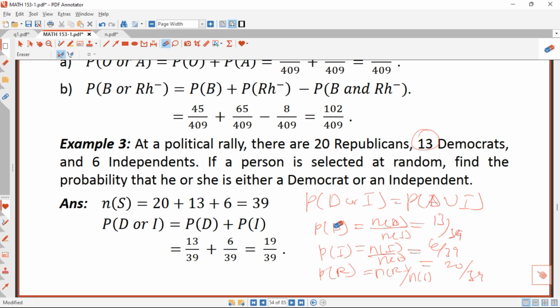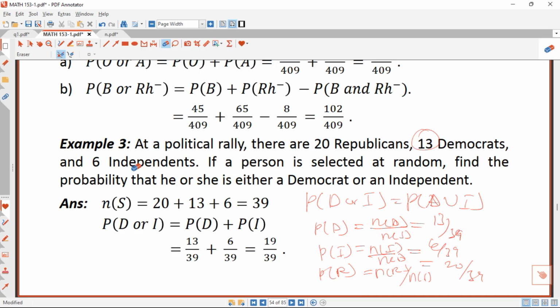The Democrat. So probability of D, that's the Democrat, will be number of D divided by what? The number of sample space. And the number of D is what? 13. Right? You're having 13 Democrats. So here we are having 13 divided by what? 39. Right? And the probability of I.